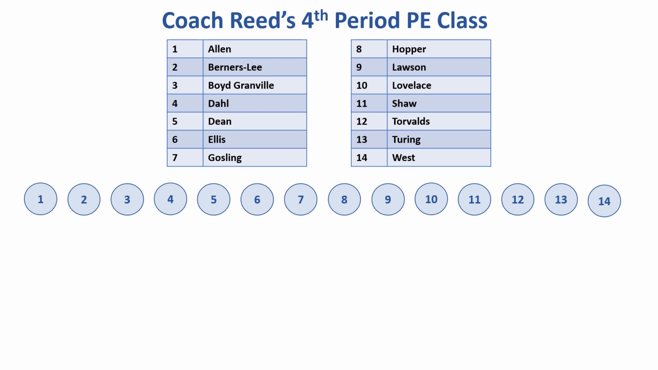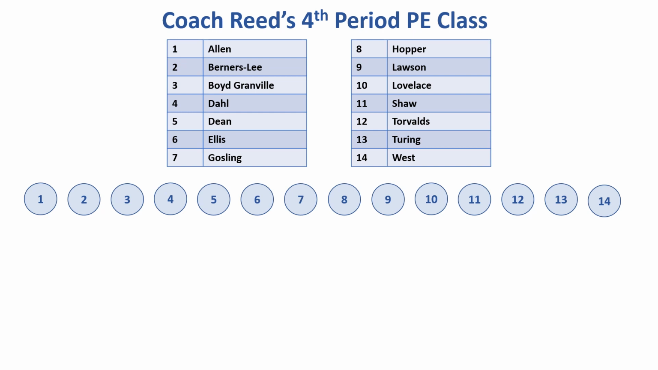Next, let's represent Coach Reed's students as circles, where each circle represents a student in the class. Notice a couple of things. 1. The circles are numbered to align with the numbers assigned to each student. 2. The circles are listed in ascending order from left to right.